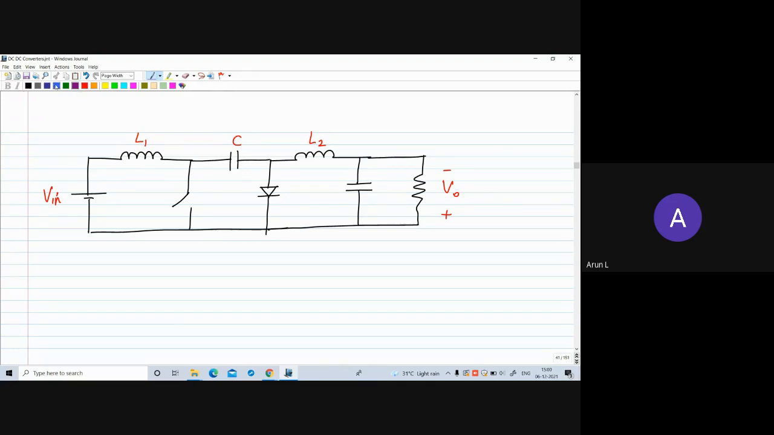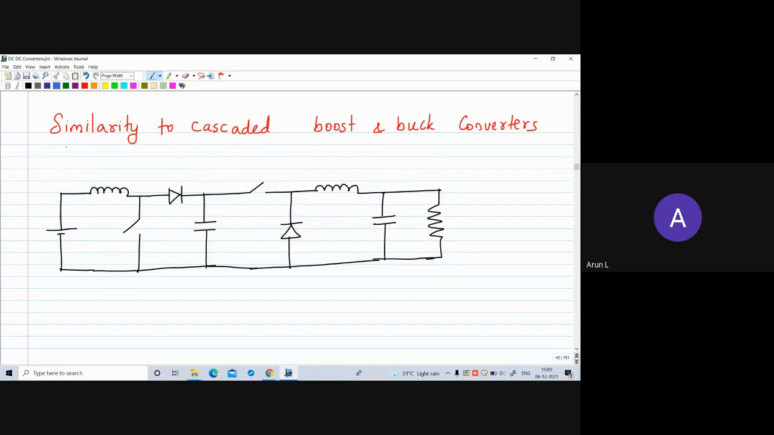One important feature of a Cuk converter is that there will be a coupling capacitor which transfers energy from the input to the output side. And there are two inductors, L1 and L2. And we will see how this particular arrangement is related to the cascaded connection of simple boost and buck. So let us consider the similarity with the cascaded boost and buck.